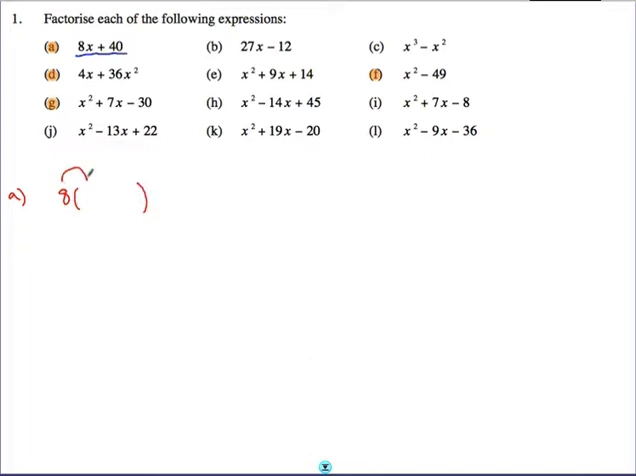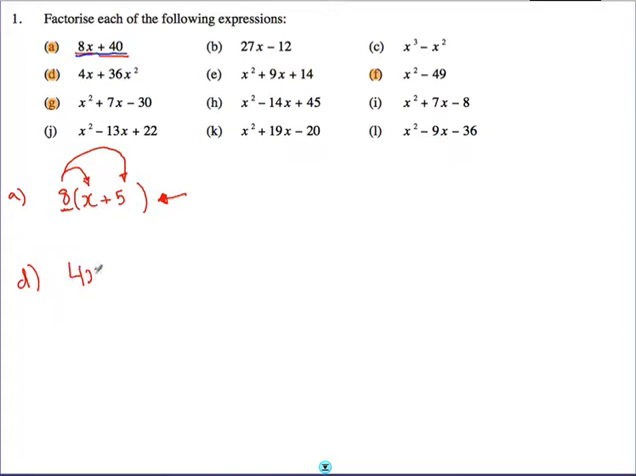Then I say to myself, 8 times what gives us 8x? Well, that's just x there. And then, 8 times what gives us plus 40? That is just plus 5. And we've done it. We've got it in the brackets, and we've factorized it. We've fully factorized it because 8 is the biggest number that goes into 8 and 40.